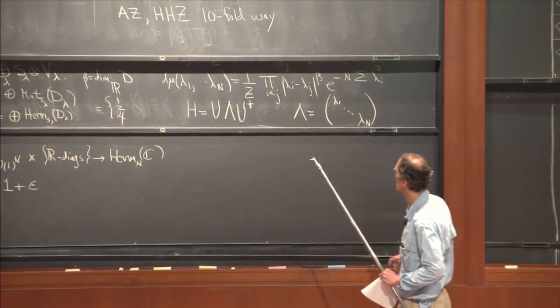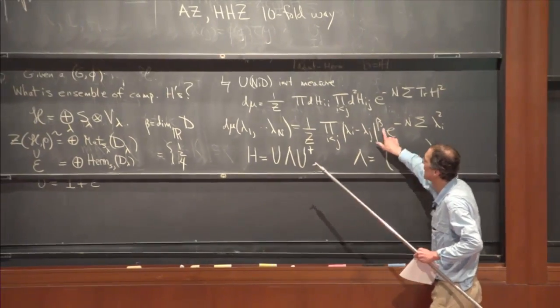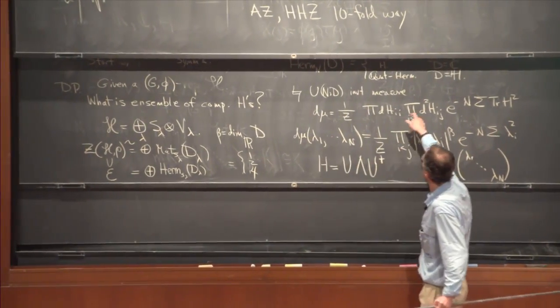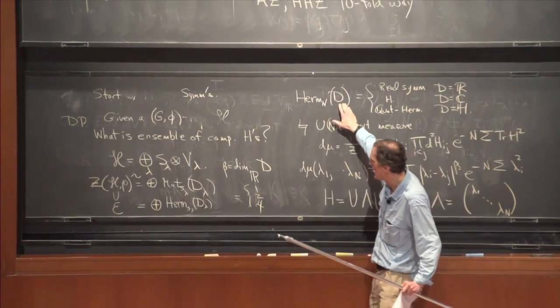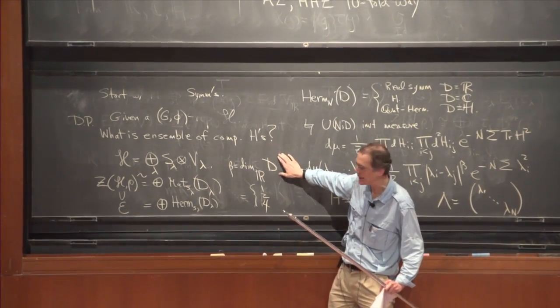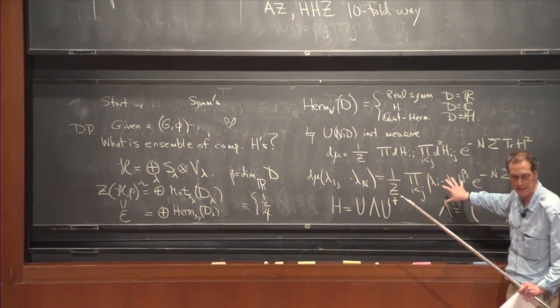What's beta there? Lambda i minus lambda j to the beta. Beta, remember, we have three different basic ensembles, and beta is the real dimension of D, so it's 1, 2, or 4 in the three cases. And so that makes a big difference to the statistics.